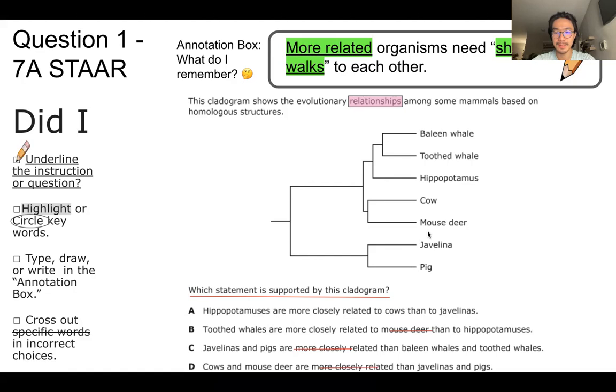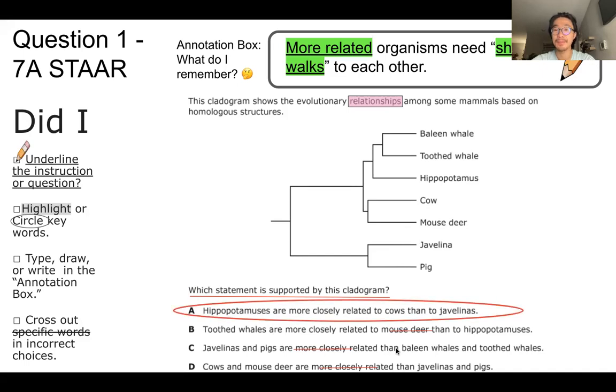Cows and mouse deer. They are pretty close, right? It's not a far walk to get from cow to mouse deer. Now let's look at javelina and pigs. They're also not very far, right? So they're about the same distance. That means they're about the same amount related to each other. So they're not more related than the others. So we can take out more closely related.